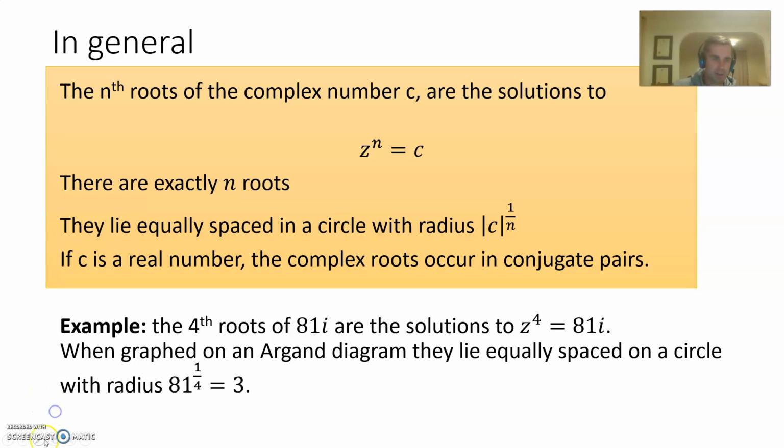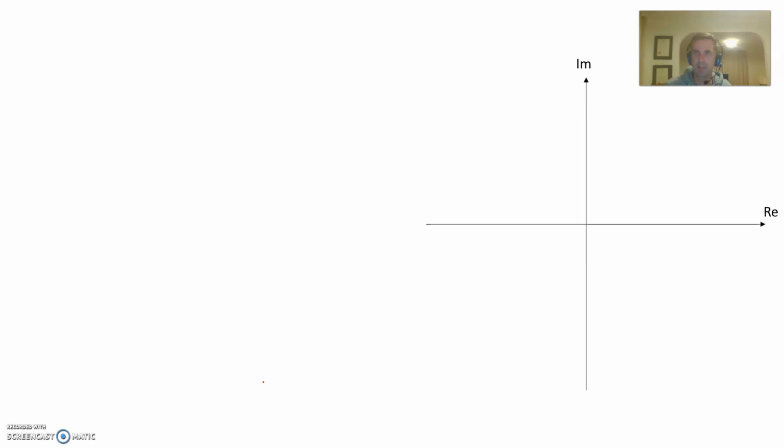Okay, hi guys. I'm pretty much going to keep going where I left off from the last video, which was this equation here, z to the 4 equals 81i. So we were finding the fourth roots of 81i, if we use that language around the nth roots. So I'm just going to go through that example. So we're going to start with z to the 4 equals 81i.